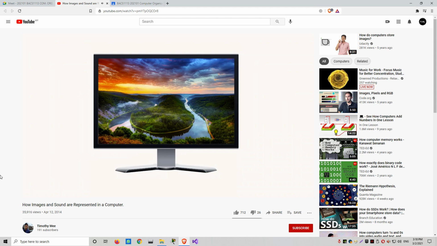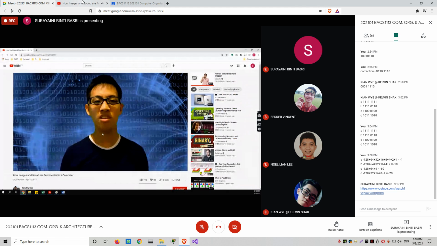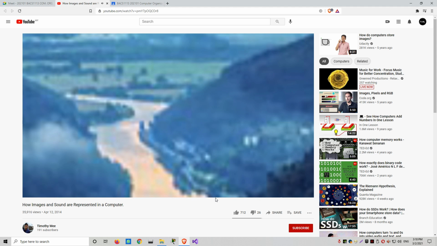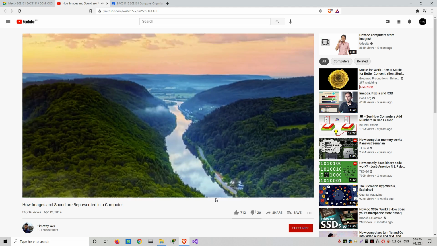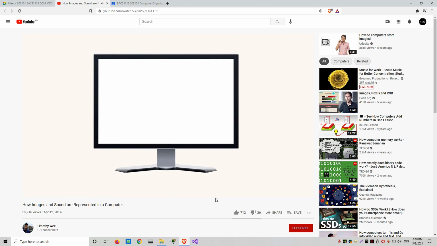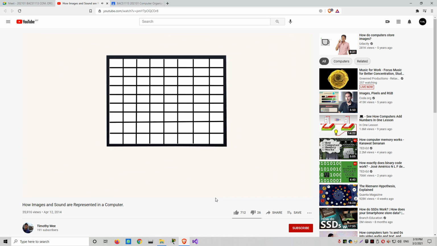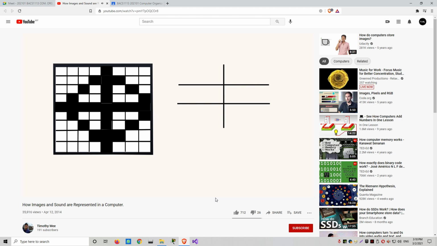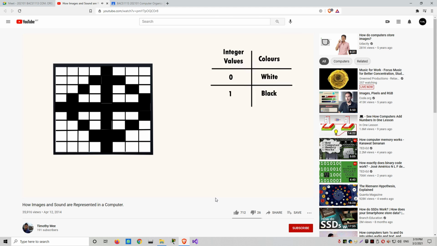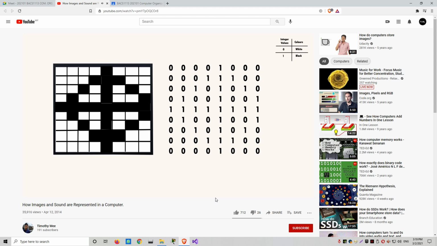When you see an image on your screen, what you are really looking at are millions of tiny units called pixels, which are individually colored and make up the entirety of your screen. Now let's suppose that your screen was made up of a simple 8x8 pixel grid. If we were to color your screen with only two colors, then we could use 0 to represent white and 1 to represent black. And we can store all the information we need to form the image on your screen using just ones and zeros.